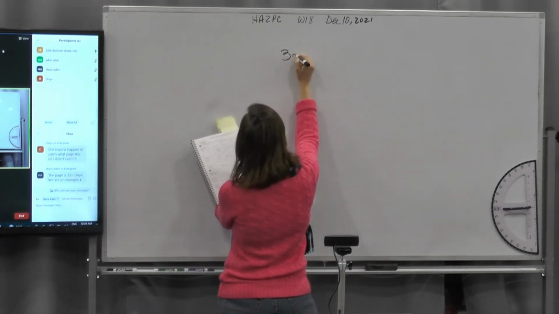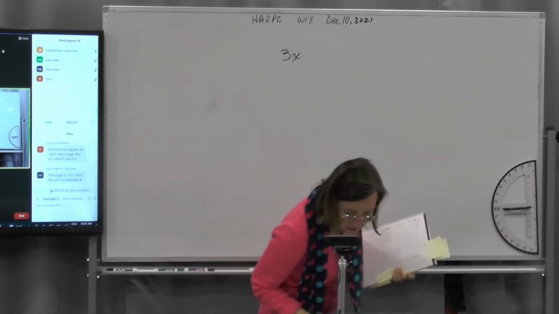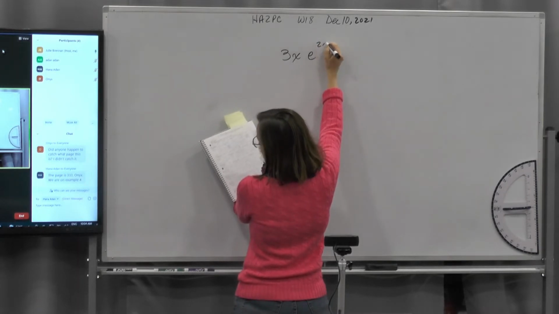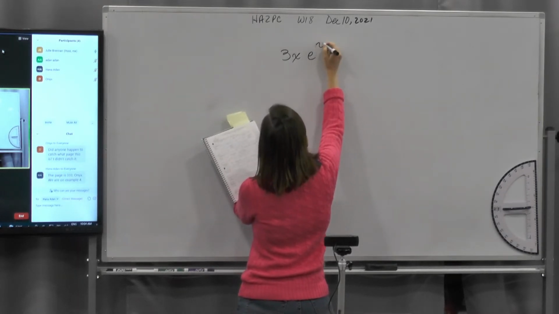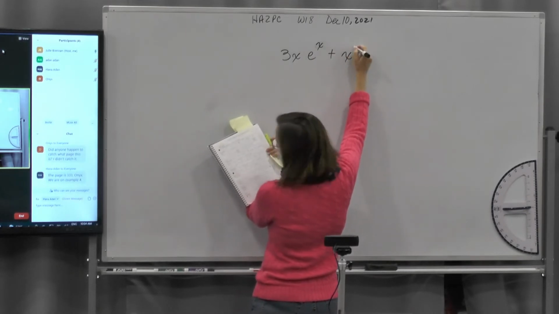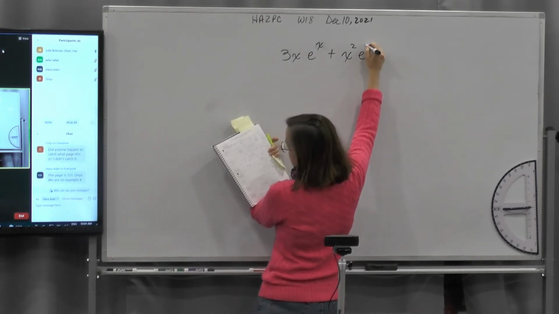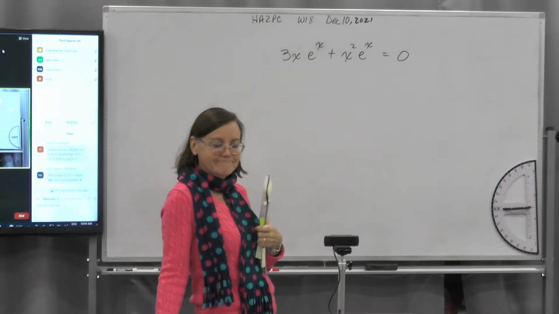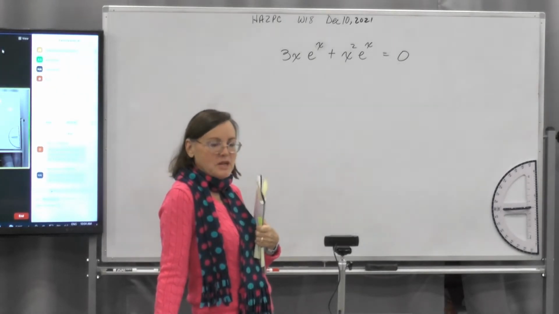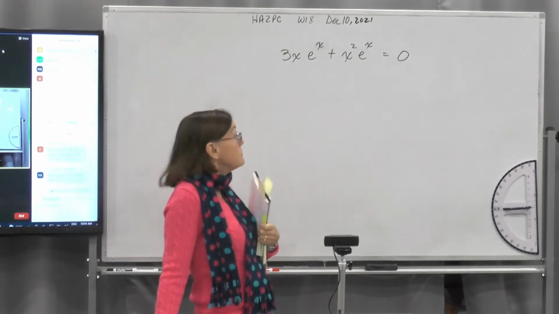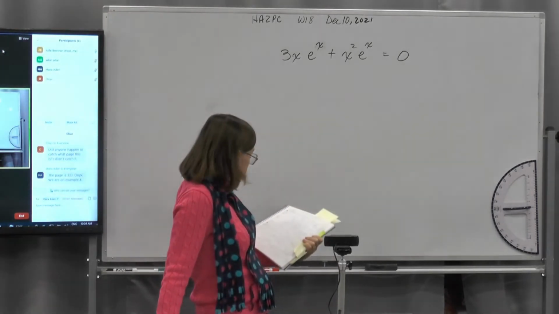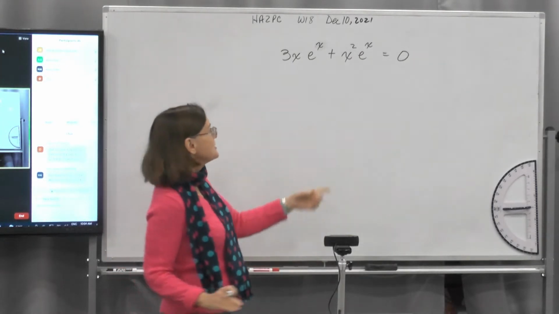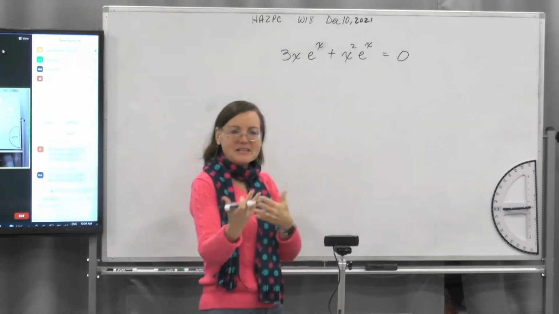Example 5. Let me see if this is the right one. Yes: 3x e to the x plus x squared e to the x is equal to 0. Well, I'm thinking we could pull out the x. In other words, factor out the e to the x, meaning separate them.